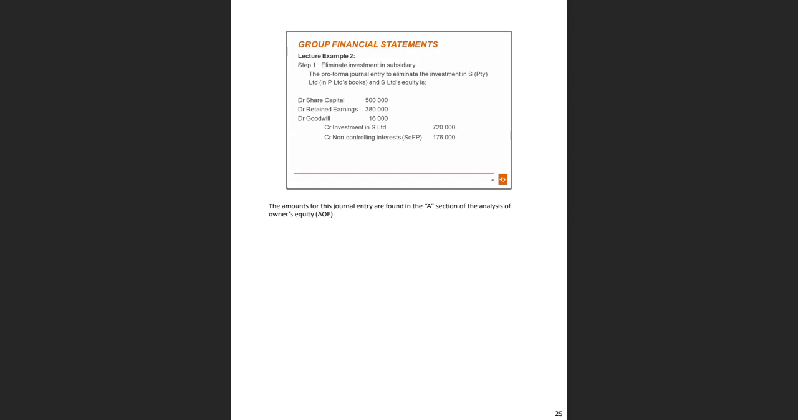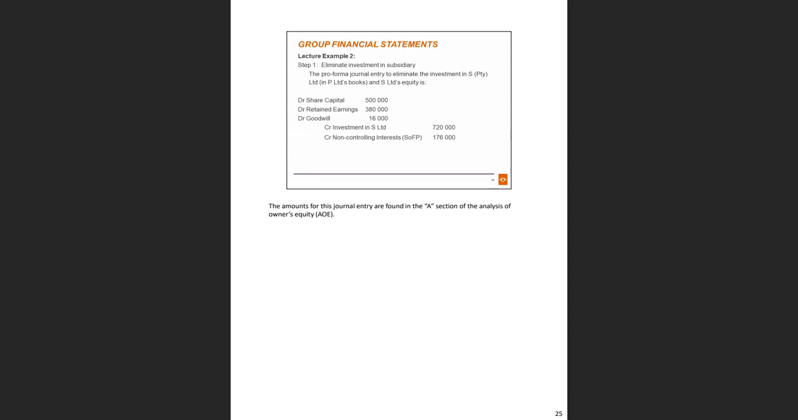So here you are just preparing your pro forma journal entries. These amounts are found in section A of the analysis of owner's equity. S had share capital of 500,000 and retained earnings of 380,000 on acquisition date. The consideration paid was 720,000 for the shares that P bought, which was 80%. So if we set off the investment in S against the equity in S, we'll get goodwill of 16,000 Rand.